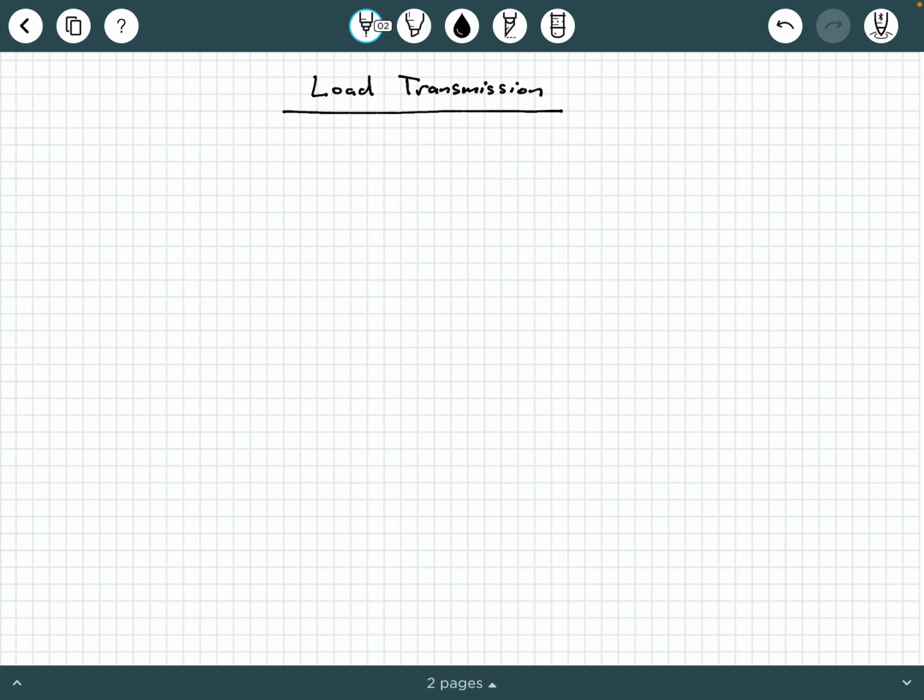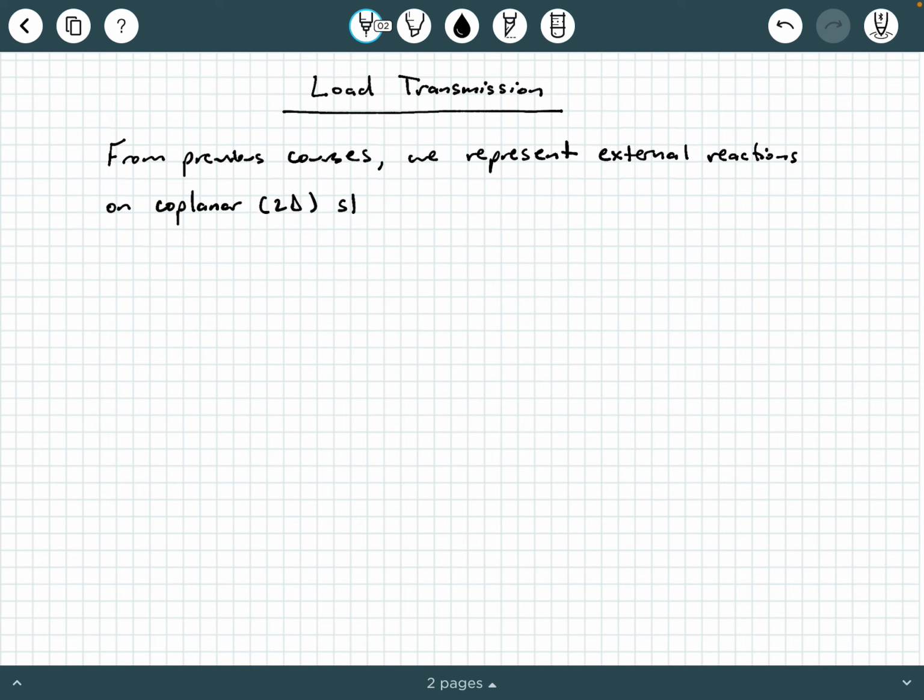So, from previous courses that you've taken, like in statics and mechanics of materials, we represent external reactions on coplanar or two-dimensional structures as one of what?